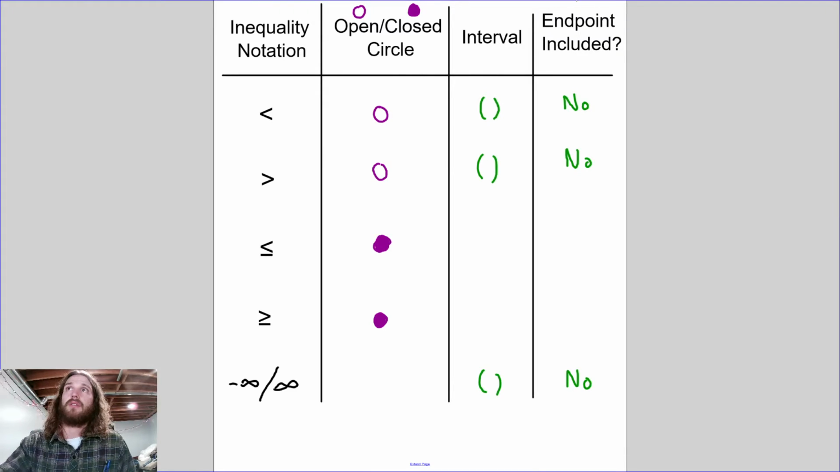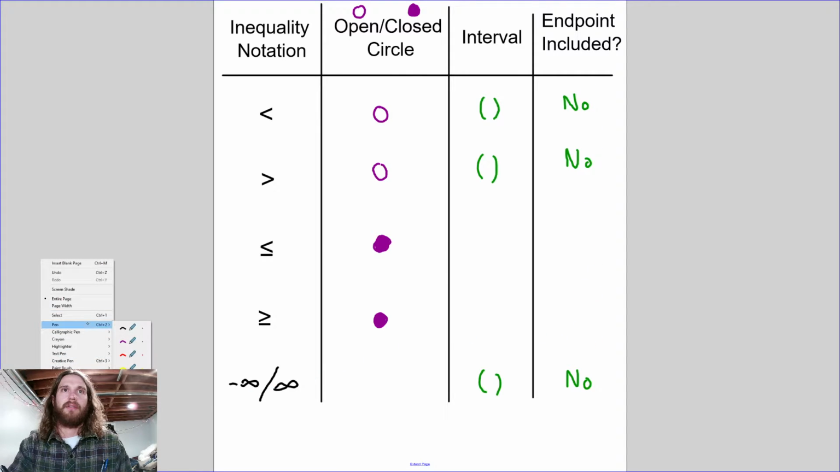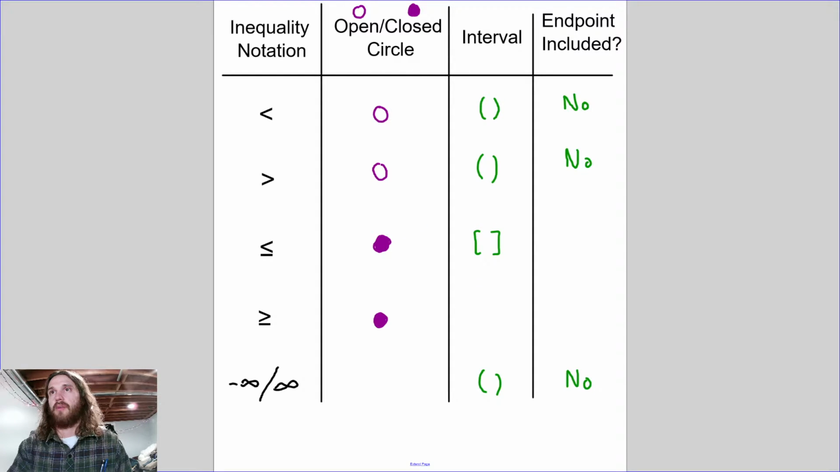So is the endpoint included? When I say more than $5 in my pocket, it is not, right? So we would use parentheses and an open circle if we were to graph that. So this is just a verbal thing saying no, it's not included. And the last thing that we need to know is, if the endpoint is included, then we use square brackets, just like this. All right, so make sure you have this copied down. We're going to reference it pretty frequently.